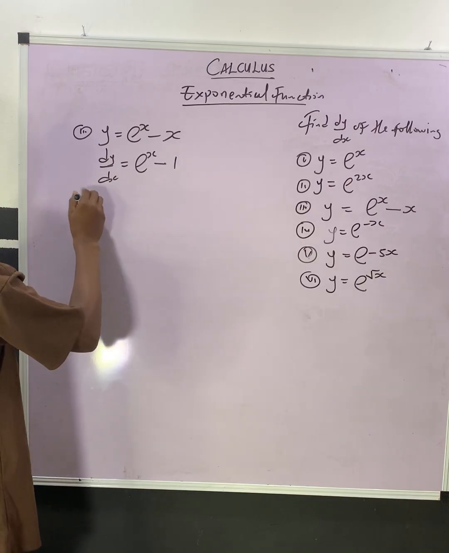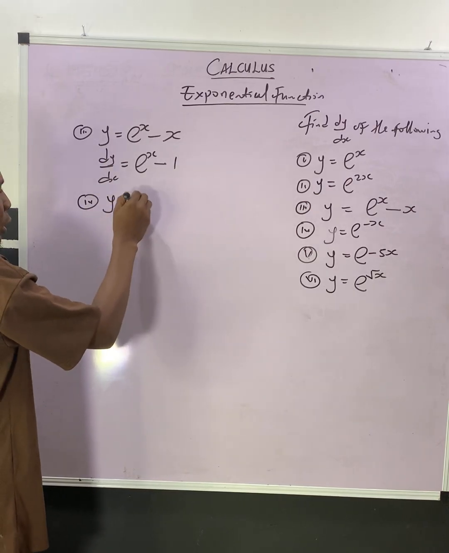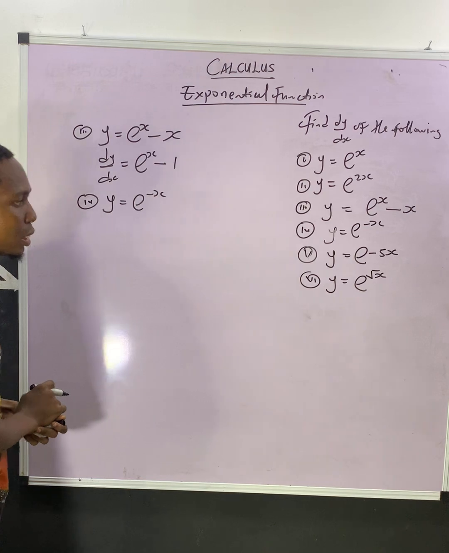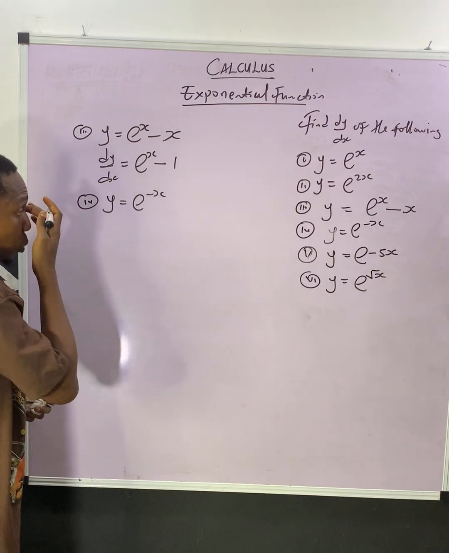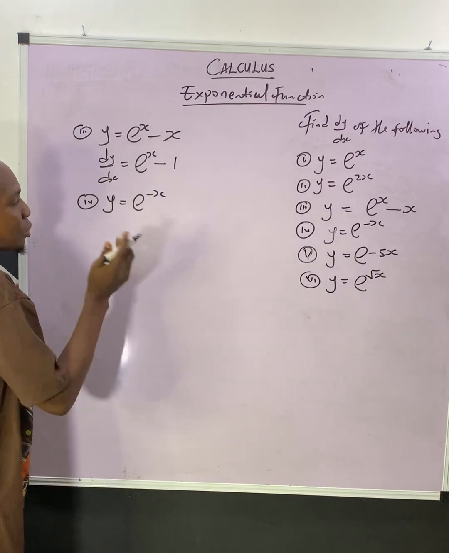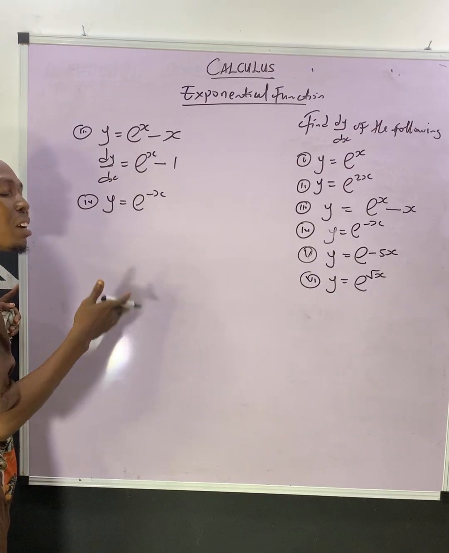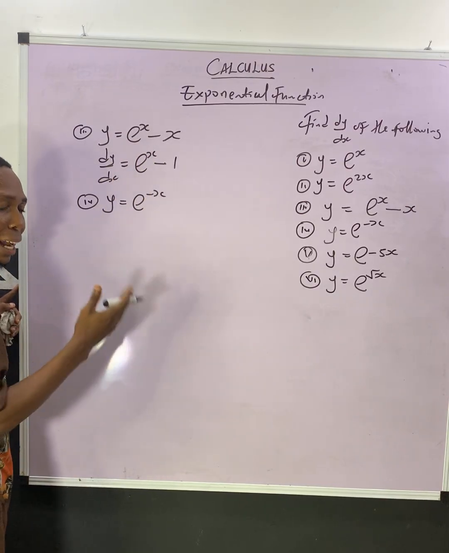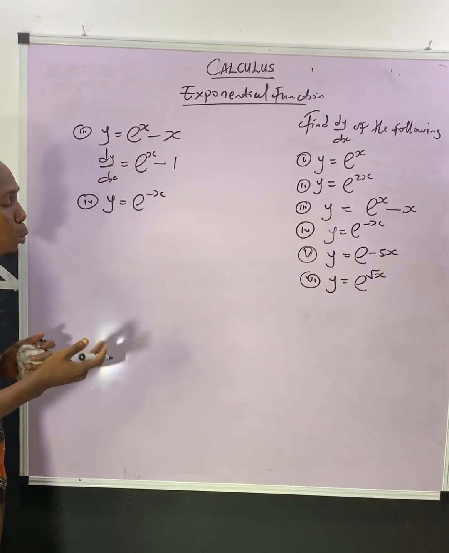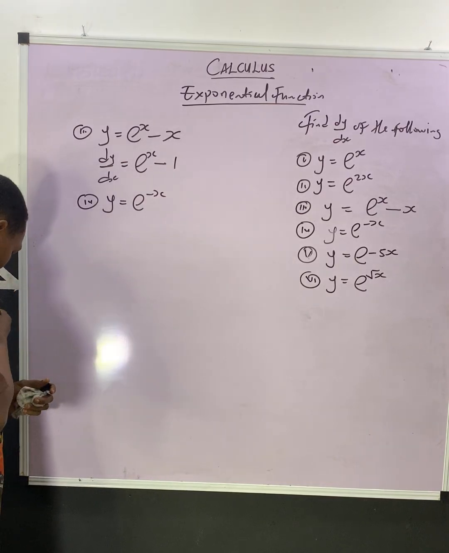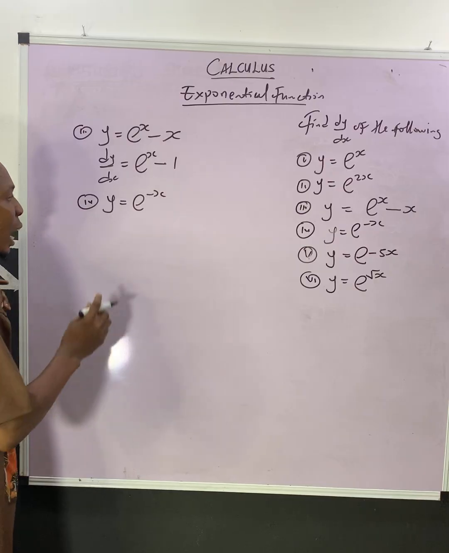So for number 4, we are given y equals e^(-x). What do you do? You should know that differentiating minus x gives minus 1. Minus 1 times everything here, you have minus e^(-x). That should be your final answer. But you have to show your workings. So how do you solve this?